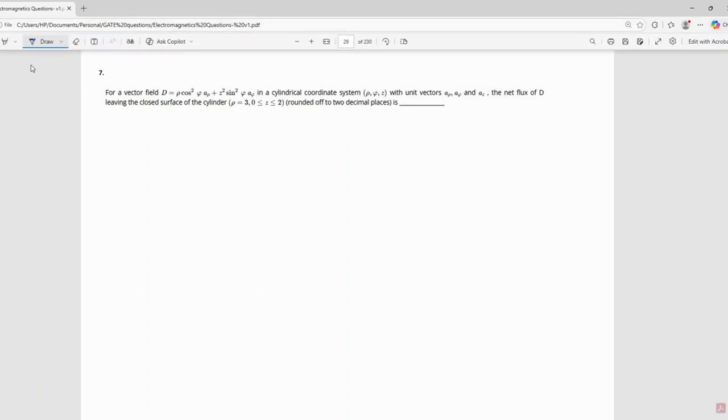Now this problem can be done in 2 ways. Let me do the straightforward way first, and then in the next video I'll show you how to do it using divergence theorem. We are given D equal to rho cos squared phi a rho plus z squared sin squared phi a phi.